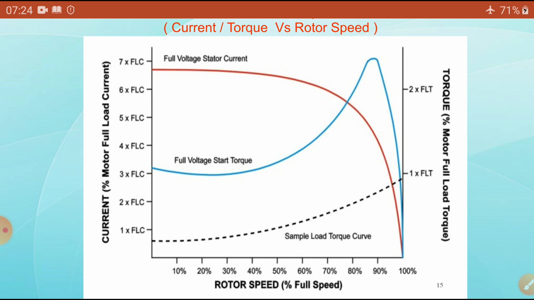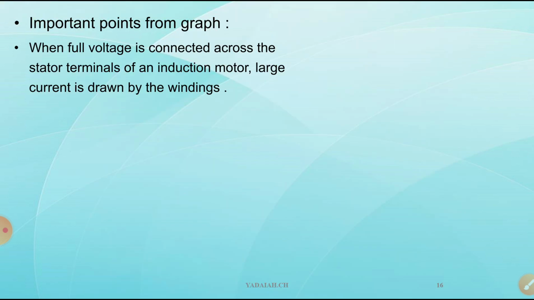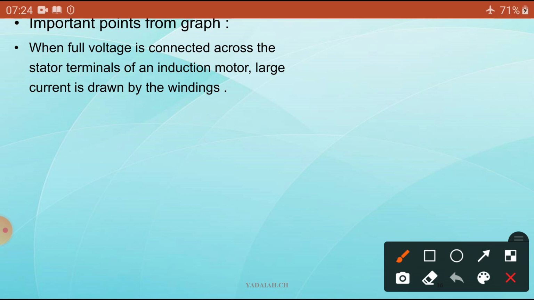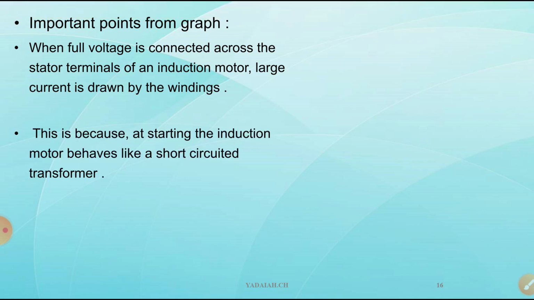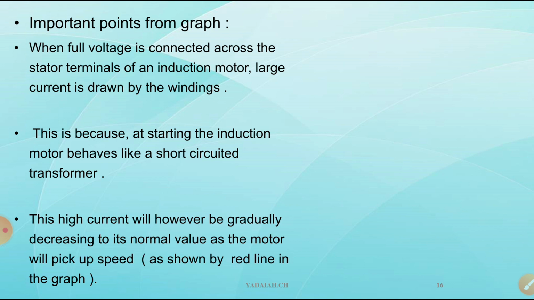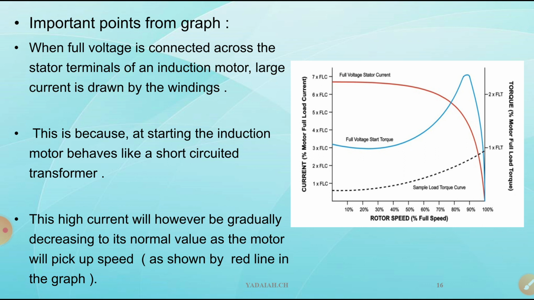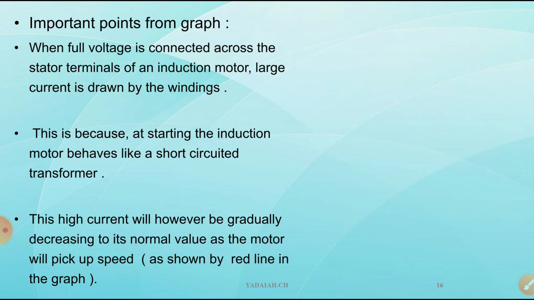Okay, now let us summarize. This is the same thing. When full voltage is connected across the stator terminals, the induction motor will draw a large current. This is because at starting the induction motor behaves like a short circuited transformer, and this high current will gradually decrease to its normal value as the motor picks up speed. So you can see this comparison.